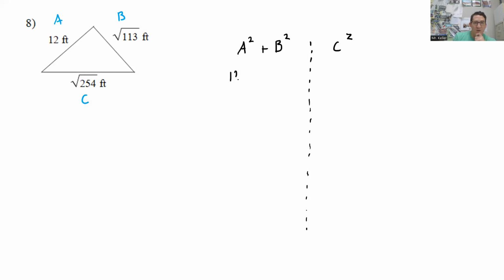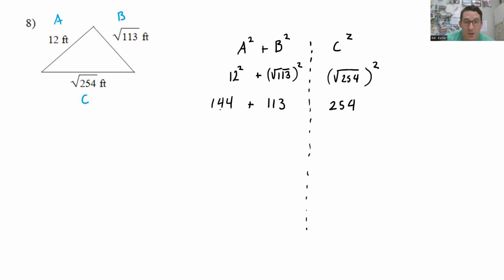So A is 12, so it'll be 12 squared. B is square root of 113 squared. And then C is square root of 254, and the square of that. 12 squared is 144, plus square root of 113 squared. The root and the power cancel each other out, so that's just 113. Square root of 254 squared, the root and the power cancel each other out, so this is 254. 144 plus 113 is going to be 257, and then the 254, and this one is greater than, right?